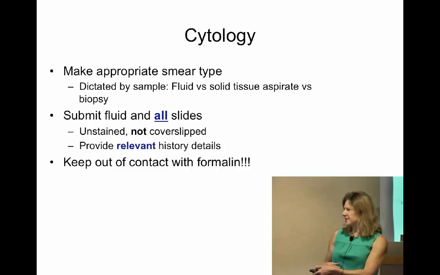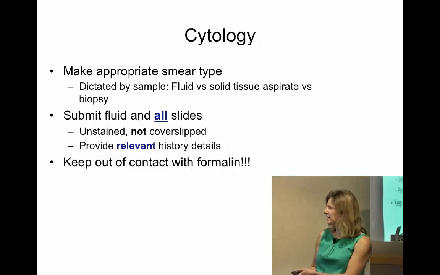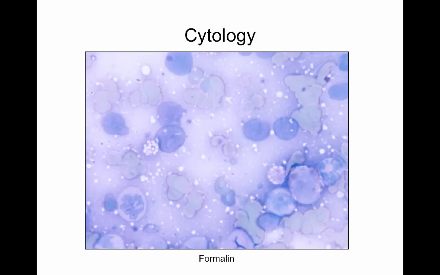Give us a history, because if not, we'll definitely make up a really big story, or we'll make 2 and 2 equals 10. And keep it out of contact with formalin, so if you're taking a surgical biopsy, because this is what happens when you try and stain it. This is actually a lymphoma, but I wouldn't have any clue what this cell is. I can tell it's a neutrophil, but formalin gives this blue background, and it prevents the cells from being stained. So make your lives easier and keep it out of formalin.